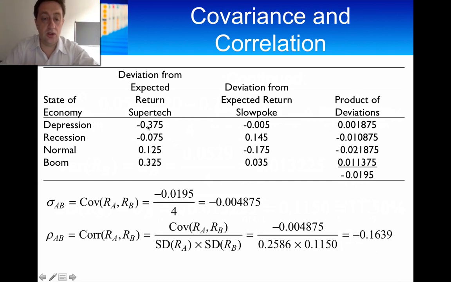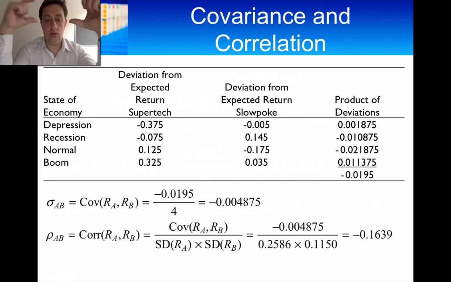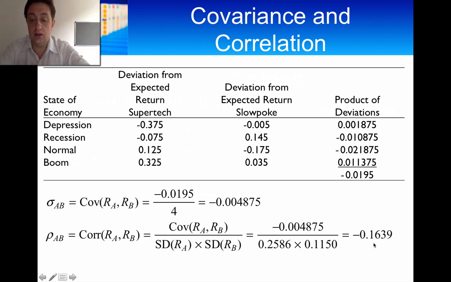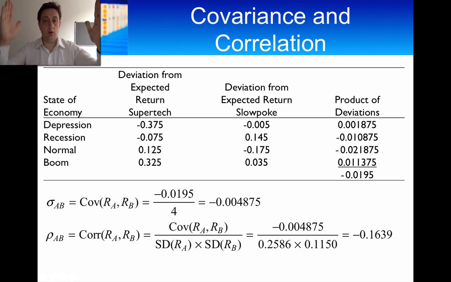So these are the deviations that you saw from a previous slide. We multiply them, and then we add them up, and then we divide by 4. So you can see in these two securities, we have a negative covariance. Now the correlation is just a standardized covariance, and we standardize the covariance by dividing the covariance by the product of the two standard deviations. And we do that here, and it shows that we've got a negative correlation. Correlation can only range between -1 and +1, and in this case we've got a negative correlation of -0.1639.